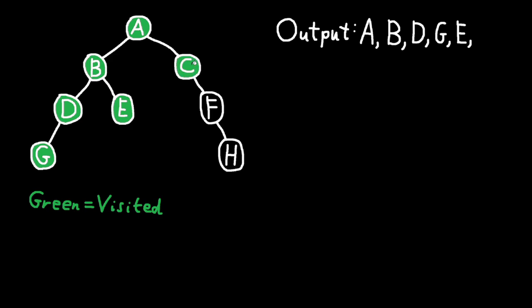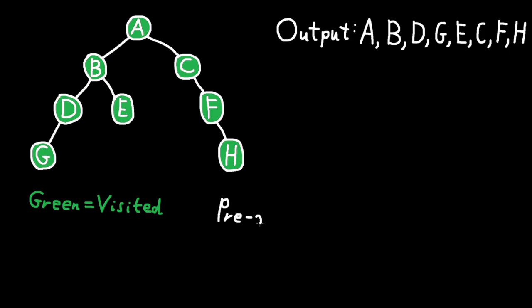We visit C. Then we go left of C, there's nothing there, so we go right and visit F. F does not have a left child, but it has a right child, so we visit H. All the nodes have now been visited. So the pre-order traversal is A, B, D, G, E, C, F, H.